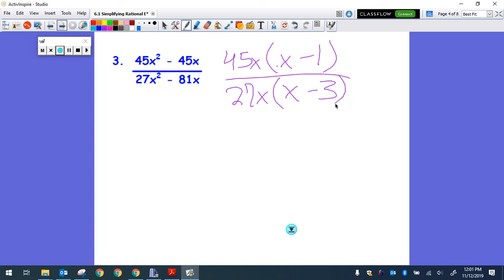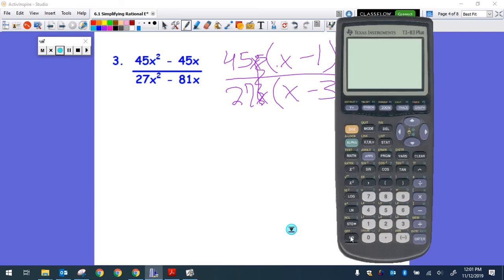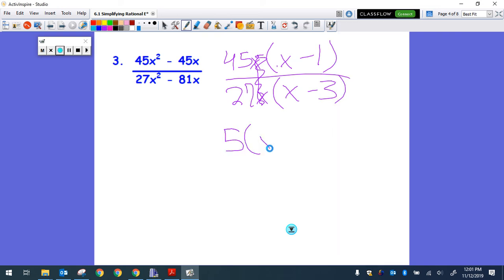Okay, so my x minus 1 and x minus 3, those won't cancel. But 45 over 27 will reduce to 5/3. And my x's can cancel. Those x's cancel. And 45 over 27, let me show you how I figured that out in the calculator. If you just do 45 divided by 27, and then change that to a fraction, it'll tell you what it reduces to. It reduces to 5/3. So my final answer is 5 times x minus 1 over 3 times x minus 3.